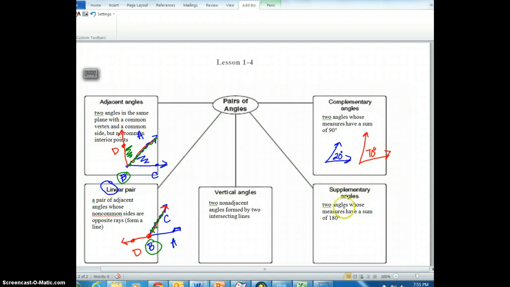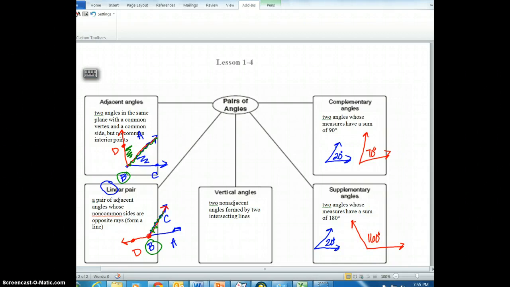Similarly, we have supplementary angles. These are two angles whose measures have a sum of 180 degrees. So for this example, again, if we had an angle that measured 20 degrees, then the supplement would be an angle that is 160 degrees. These two angles add up to 180. 20 is the supplement of 160 degrees. 160 degrees is the supplement of 20 degrees. Together they have a sum of 180, so they are called supplementary angles.